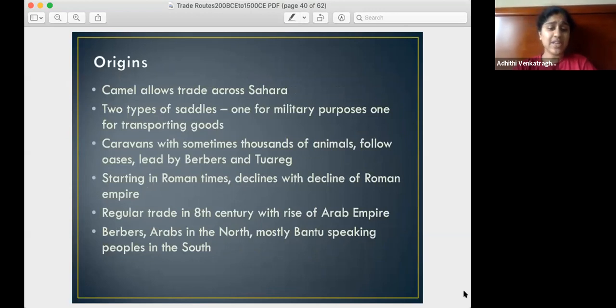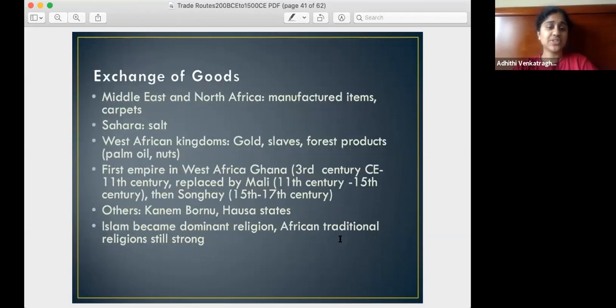Regular trade in the 8th century began with the rise of the Arab Empire, with Berbers and Arabs in the north, and mostly Bantu-speaking peoples in the south. The exchange of goods also continued, with the Middle East and North Africa providing manufactured items and carpets, the Sahara providing salt, and West African kingdoms providing gold, slaves, and forest products like palm oil and nuts.